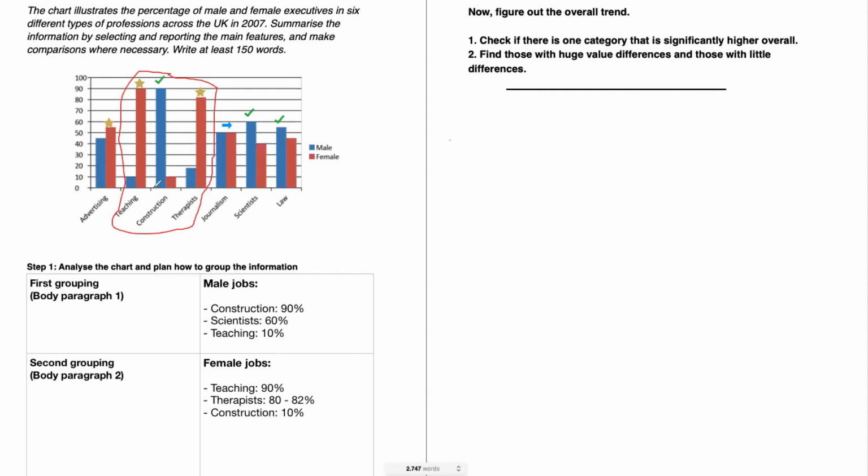There really isn't any use writing about the journalism sector, scientists, law, or advertising because they're quite similar. You want to focus on this trend in your overview paragraph, the fact that there are such large gaps. So this is definitely a trend that we can include in our overview paragraph. And then, of course, in our 2 body paragraphs, we'll include this information about male jobs and female jobs. Now let's look at our model essay.